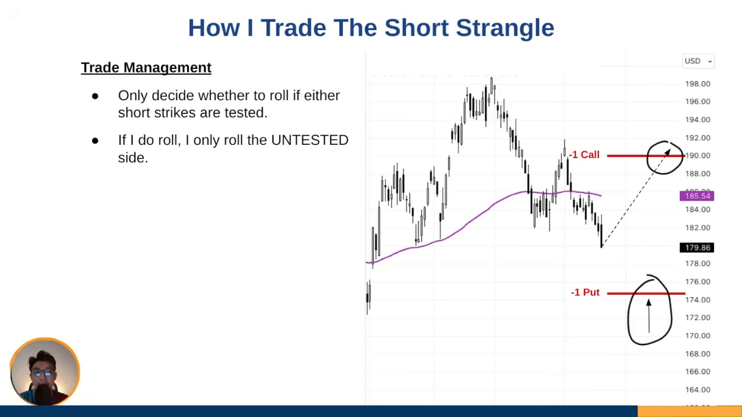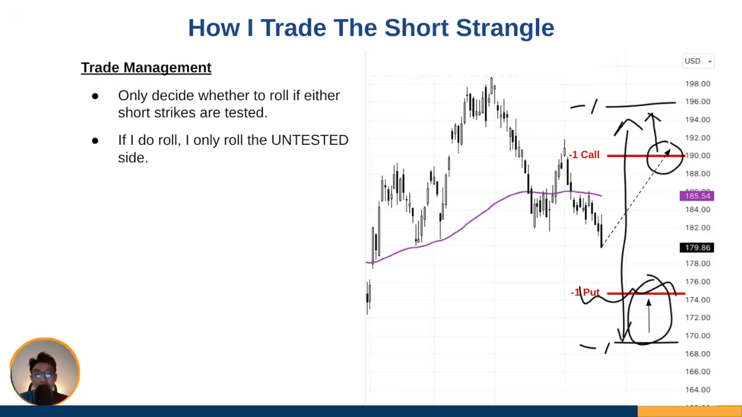Some people have asked before, saying, hey, Davis, if I've got tested on the call side, can I just roll this further away? This way, your profit zone now becomes wider, because you had your original short put. Let's say your original short put was here. Then you have a much wider profit zone compared to the previous one when you first put it on.